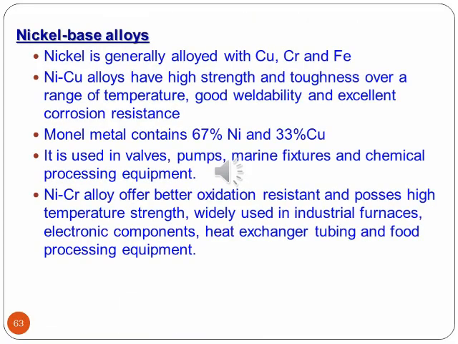Nickel is generally alloyed with copper, chromium and iron. Nickel copper alloys have high strength and toughness over a wide range of temperatures. They have good weldability and excellent corrosion resistance. Monel metal consists of 67% nickel and 33% copper. It is used in valves, pumps, marine fixtures, chemical processing equipment, etc. Nickel chromium alloy offers better oxidation resistance and possesses high temperature strength. They are widely used in industrial furnaces, electronic components, heat exchanger tubing, and for food processing equipment manufacturing.